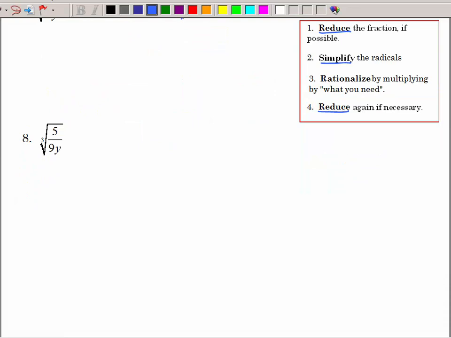Right? Number 8. Can we reduce 5 over 9? No. Can we simplify the radicals? Well, let's see. That's the cube root of 5, and this is the cube root. Let's go ahead and break that 9 down: 3 times 3 times y. Even though you're saying, yeah, but I know there's not 3 of a kind, trust me. Go ahead and prime factor it out, because it's going to help you on step 3 by multiplying by what you need. Okay?